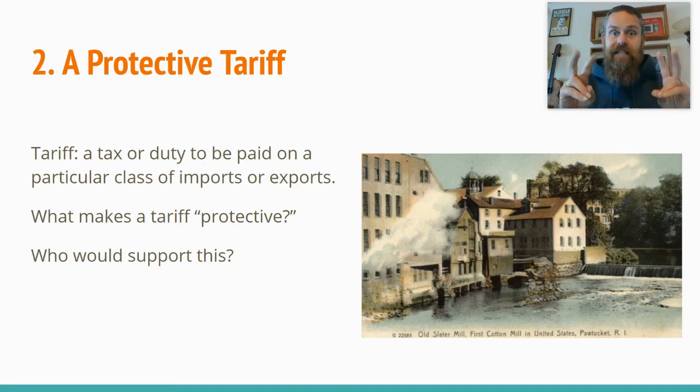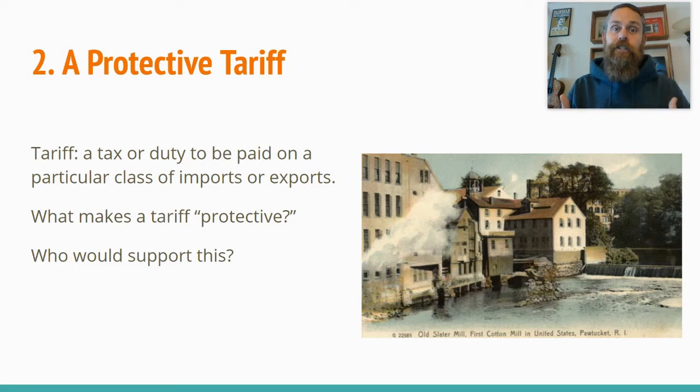Now, you might think that this tax would be to raise revenues, but actually it was conceived of as a protective tariff, which begs the question, what is it protecting? What makes a tariff protective? Well, the United States in the early 1800s is experiencing rapid economic growth, but remember, we are brand new to the industrial model, right?